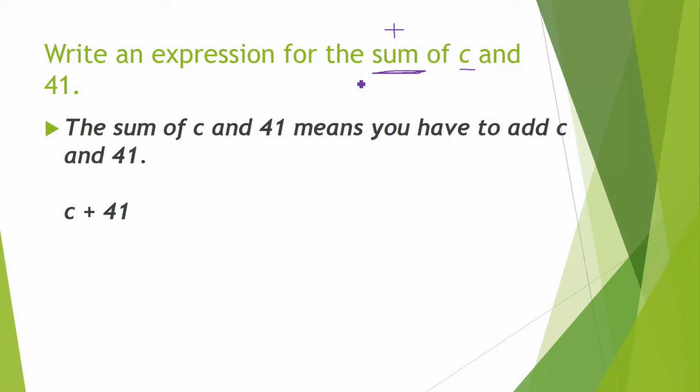You should be familiar in this lesson with what a variable is and what operation you have to perform. So you have to do addition of C and 41. C can have any value. So the sum means add. I can use the word add instead of sum as well. Okay. So sum of C and 41 means you have to add C and 41. C plus positive 41, and this is the requirement. So what we are learning here is how to write down the expression with a variable, and the variable may have different values.